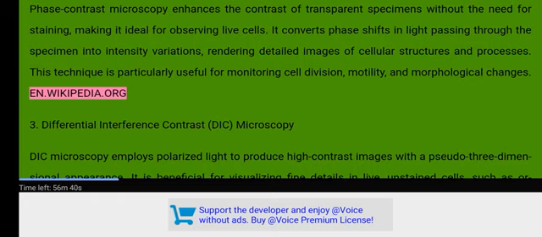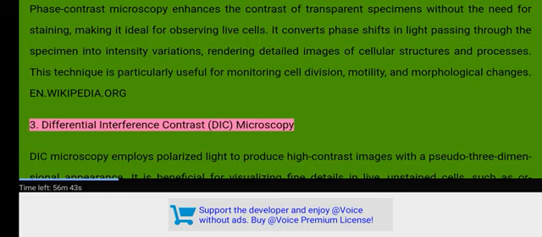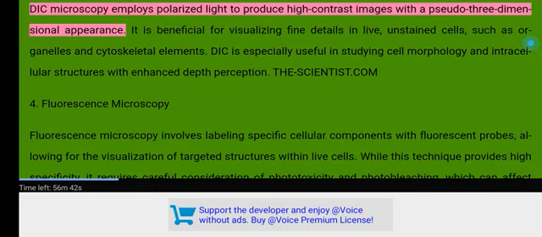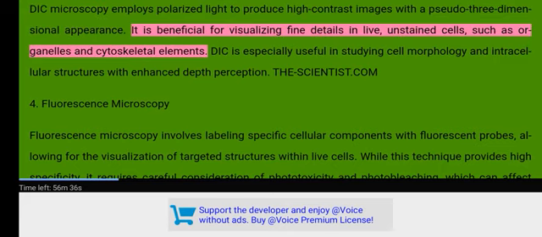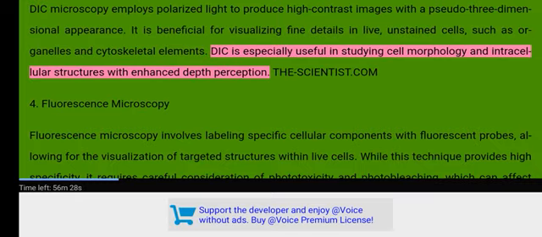3. Differential interference contrast (DIC) microscopy. DIC microscopy employs polarized light to produce high-contrast images with a pseudo-three-dimensional appearance. It is beneficial for visualizing fine details in live, unstained cells, such as organelles and cytoskeletal elements. DIC is especially useful in studying cell morphology and intracellular structures with enhanced depth perception.